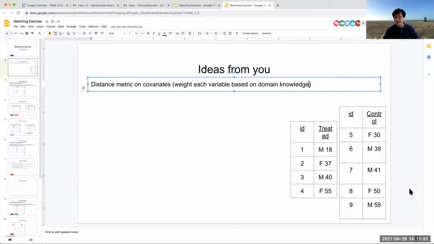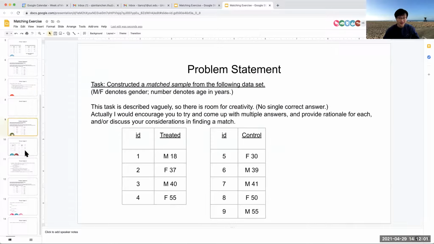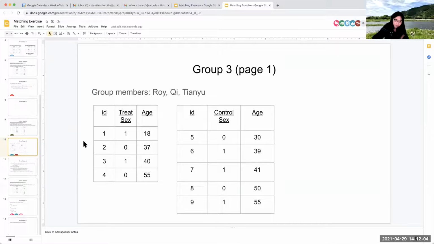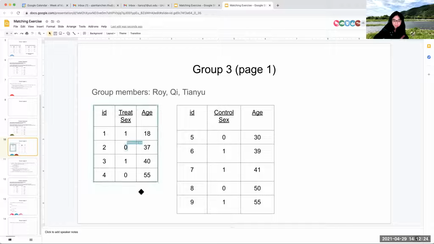Anyone from group 3? Yeah, maybe I'm going to present. Okay, let me scroll over to yours. We consider many scenarios, but before we go to each scenario, we first encode the table by splitting the variable into 2. That is on page 10. You can see that we encode male using number 1 and female using number 0. And later we consider 4 scenarios.